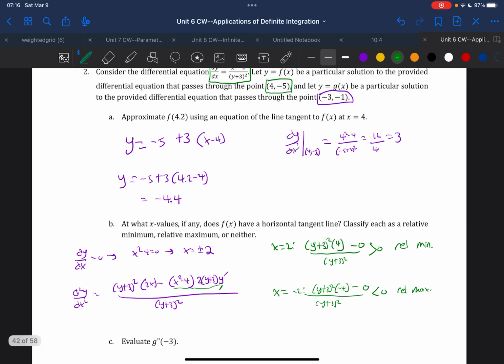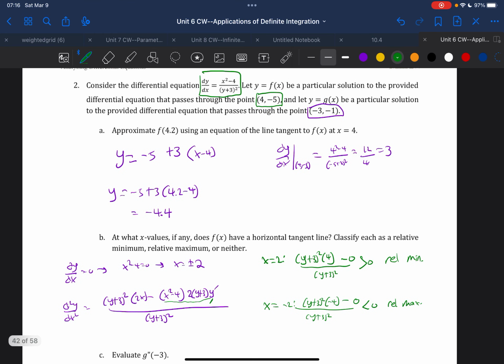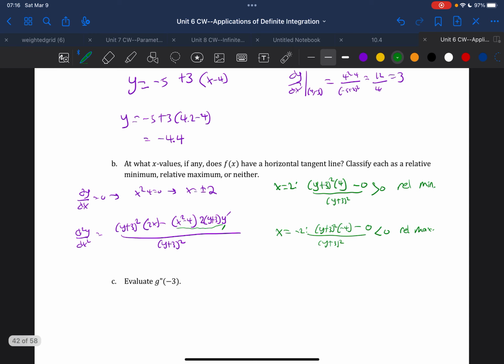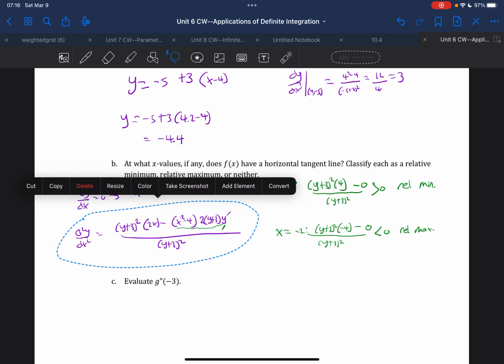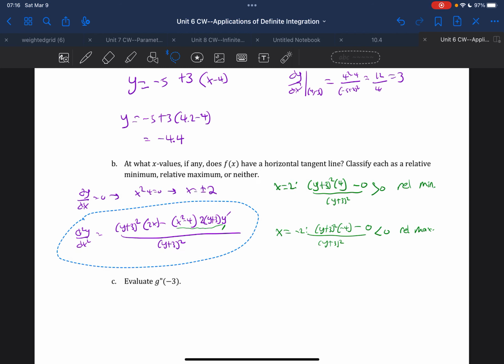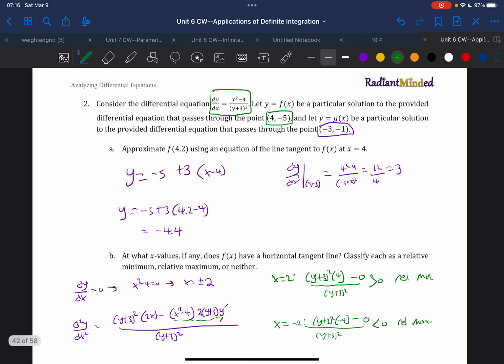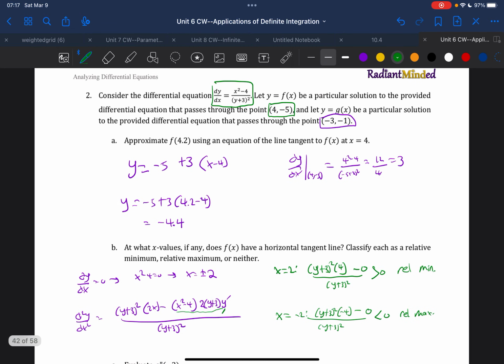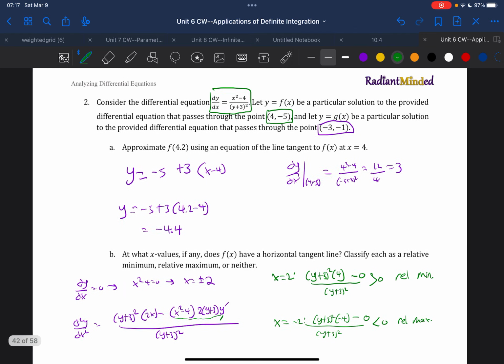All right, C, we want to find g double prime of negative 3. All right, so I did find my second derivative here in part B. I'll use that to my advantage. So I need first g prime of -3. So g goes to the point (-3, -1). So to find g prime, you plug into the derivative.